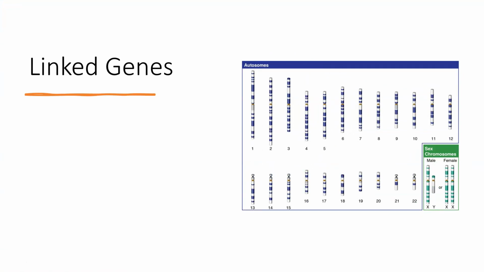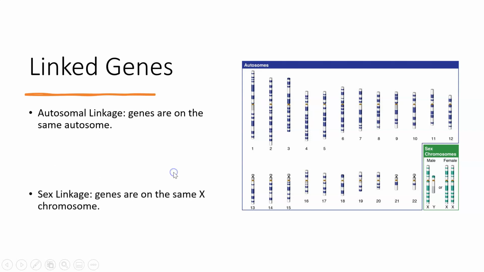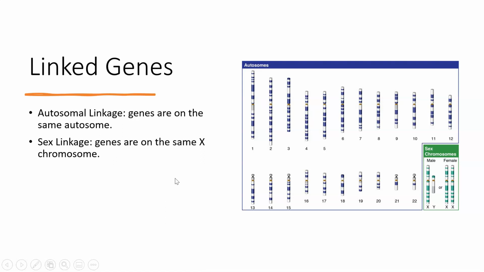So thinking of your autosomes and your sex chromosomes, if it's autosomal linkage, the genes are on the same autosome, and if it's sex linkage, the genes are on the X chromosome. Okay.